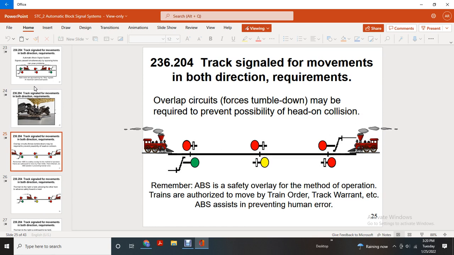Remember, the automatic block signal system is a safety overlay to the method of operation. Trains are authorized to move with a train order, track warrant, etc. Automatic block signal does assist in preventing human error.